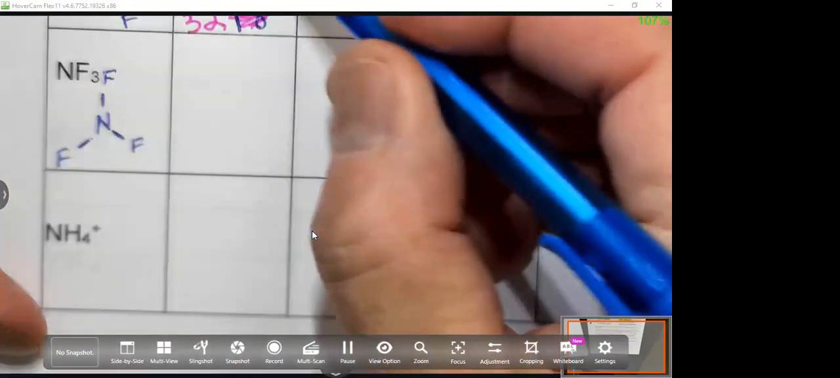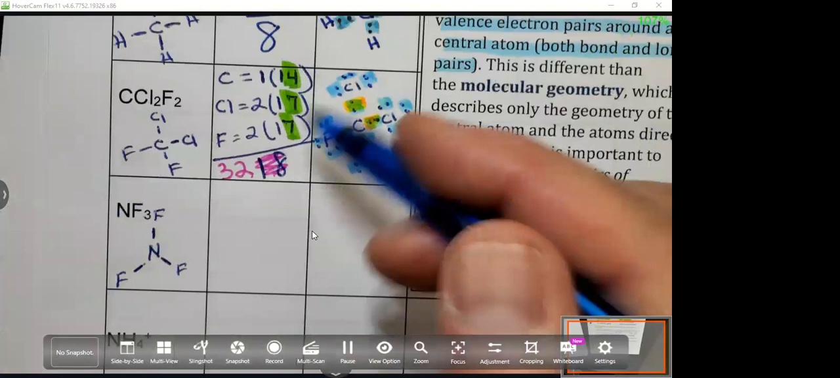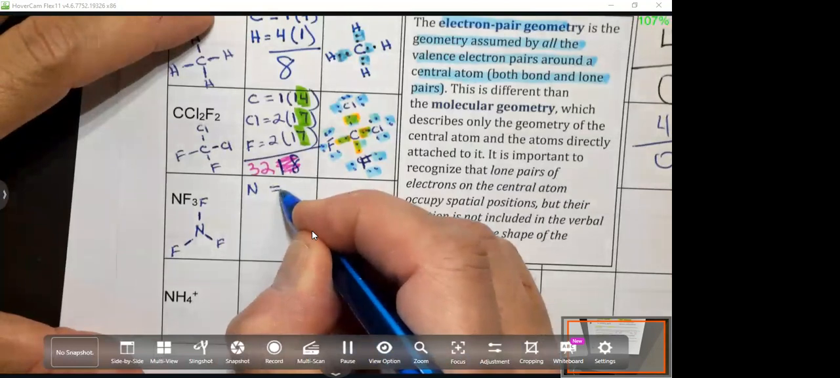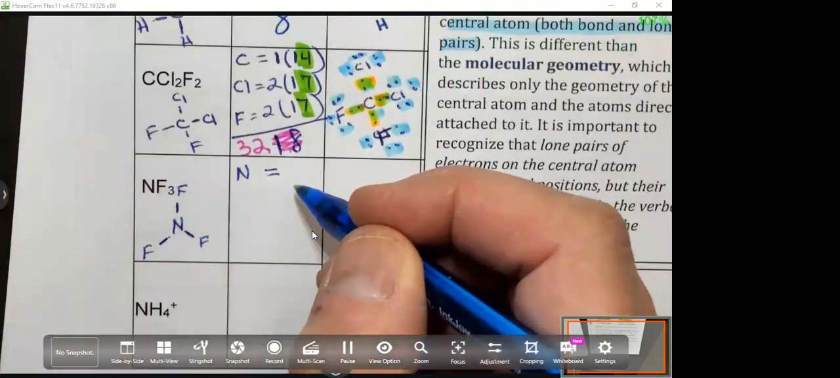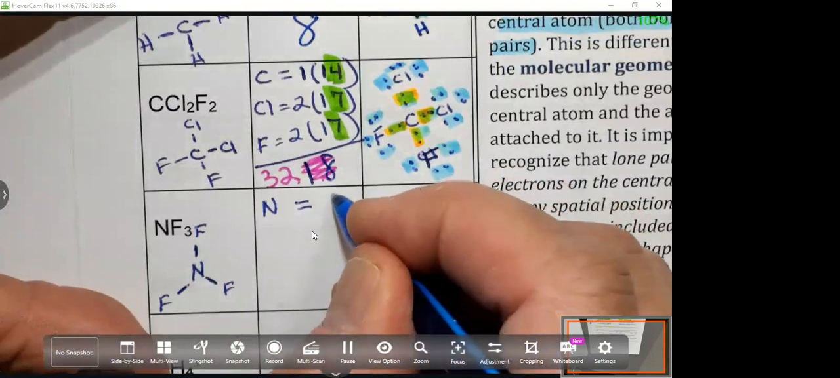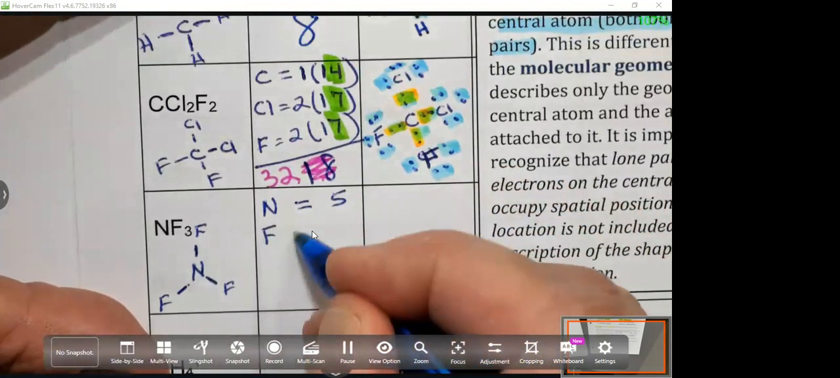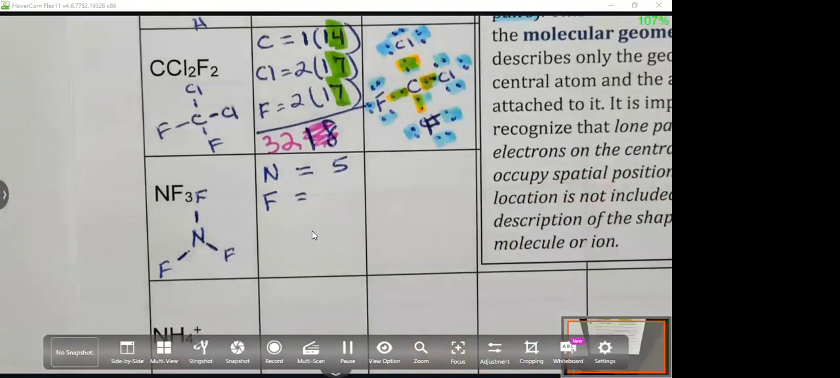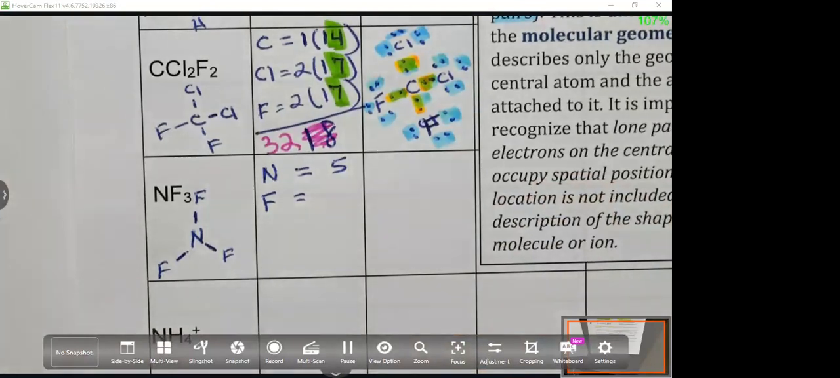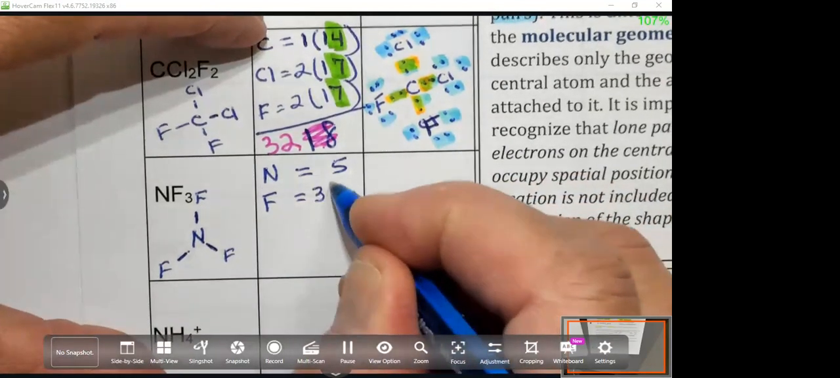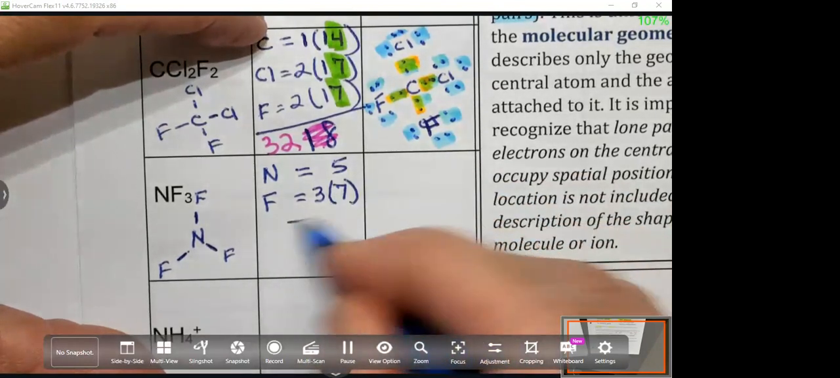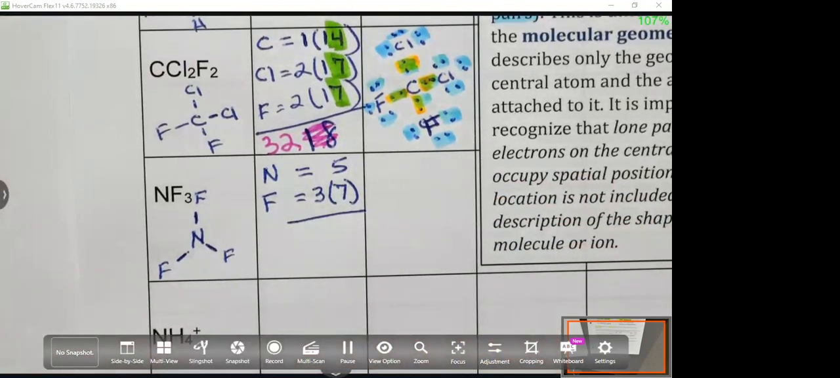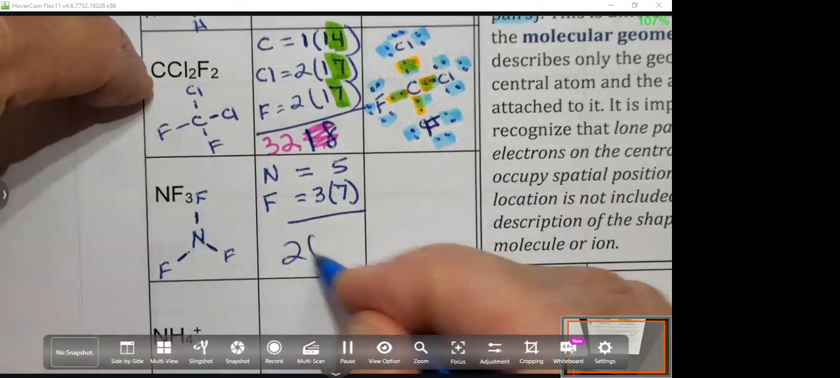All right, total valence electrons. I'm not going to write those 14s anymore. That's the first time I've ever done it, and I screwed up here. So nitrogen is in what group? 15. So that's 5 valence electrons. Fluorine is in group 17, correct? We've got 3 fluorines. How many total valence electrons do I have? 26, yes? 26, all right.